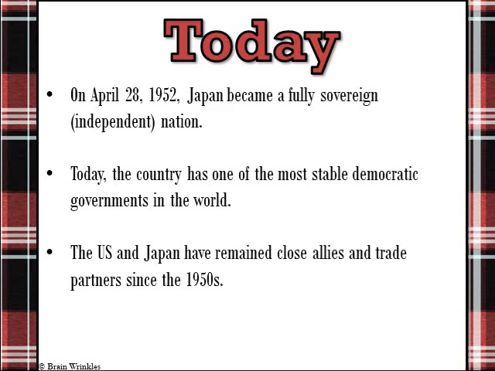On April 28, 1952, Japan became a fully sovereign, which means independent, nation. Today, the country has one of the most stable democratic governments in the world, and the U.S. and Japan have remained close allies and trade partners since the 1950s. This is also true of the other primary country we fought during World War II, which is Germany. So, next.